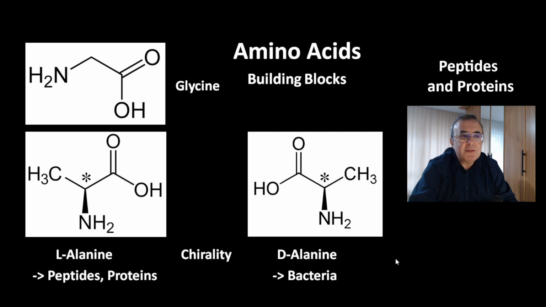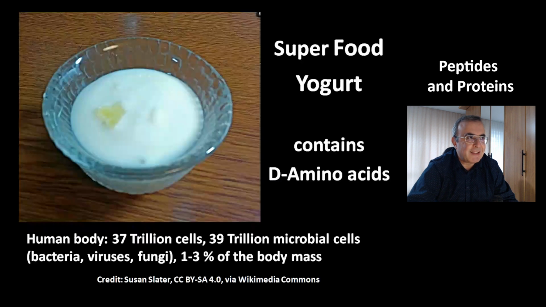The D amino acids are also important because they are the building blocks of bacteria. This is why yogurt is very healthy, because it contains several percent D amino acids. The human body contains 37 trillion cells. This number is exceeded by the number of microbial cells, which is 39 trillion. These are bacteria, viruses, and fungi. Because these microbial cells are so tiny, they make just 1 to 3% of the body mass.